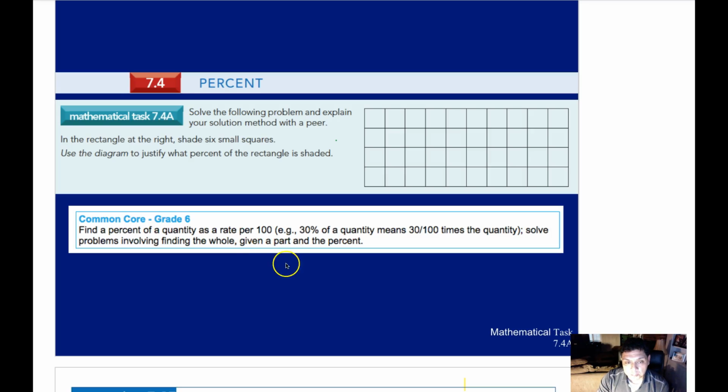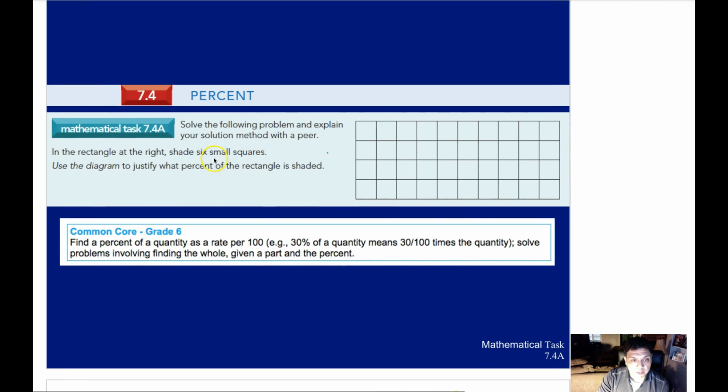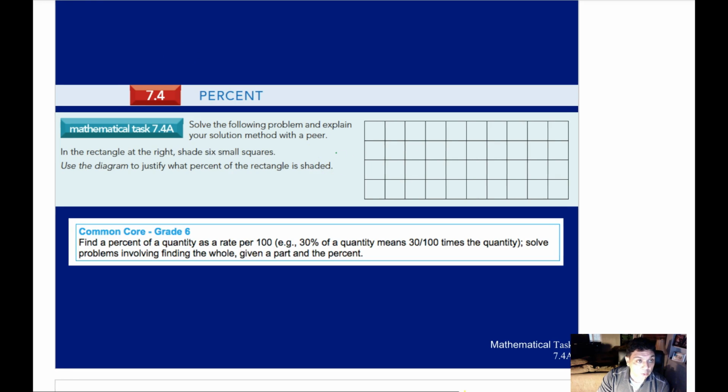Okay, we're going to take a look at percents, and to do so, let's take a look at this first task here that says solve the following problem, explain your solution method with a peer. Well, we don't have that here, but we'll talk about it together. So in the rectangle on the right, shade in 6 squares. So what we want to do is shade in 6 squares here, so let's go ahead and do that.